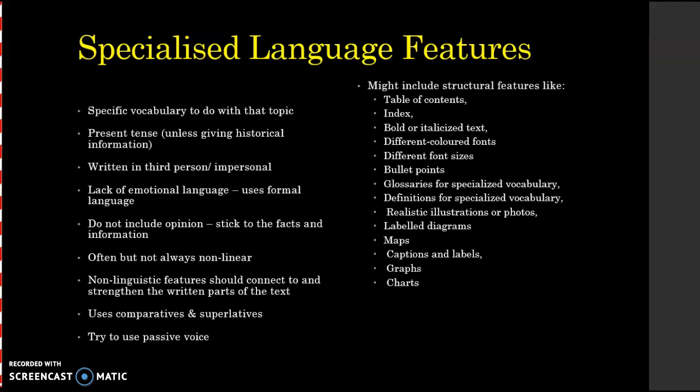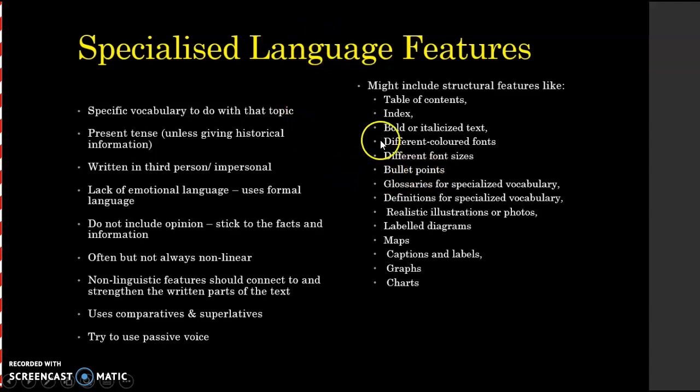You're also going to have other textual features used in the structure. That might include a table of contents, an index. Some of the text might be in bold or italics. You might have different font colors, like this is yellow, this is white. So this is the heading, so it uses a different font color and font size to show you that that's the heading.